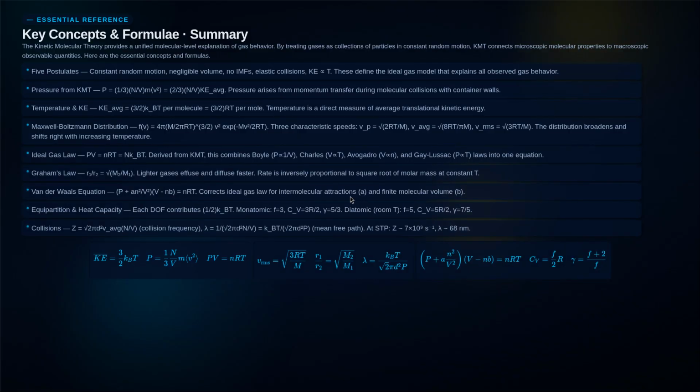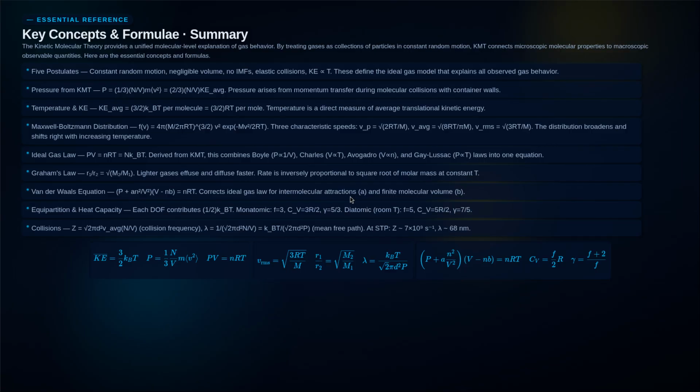Let us summarize the key concepts of the kinetic molecular theory. The theory rests on 5 postulates: constant random motion, negligible particle volume, no intermolecular forces, elastic collisions, and kinetic energy proportional to temperature. Pressure equals 1/3 N over V times m times mean square speed. It arises from momentum transfer during molecular collisions with container walls. Average kinetic energy equals 3/2 kBT per molecule. Temperature directly measures average translational kinetic energy.